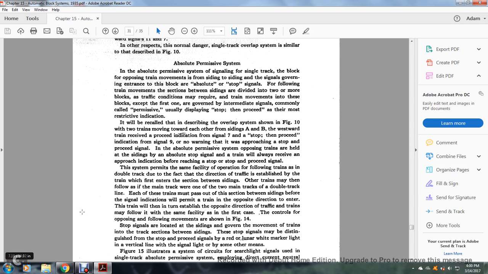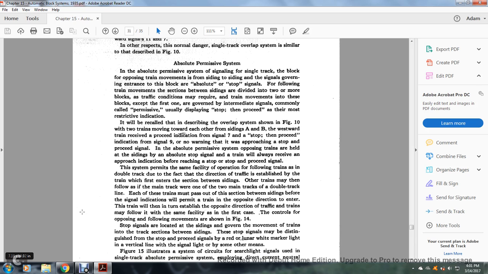The traffic conditions may require the train movements in these blocks, except the first one, to be governed by intermediate signals, commonly called permissive, usually displaying stop, then proceed, at their most restrictive indication. It will be recalled that in describing the overlap system shown in Figure 10, with two trains moving toward each other and sidings A and B, the westward train received the preceding indication signal 7 at stop, then proceed indication signal 9. There was no warning in the approach of the stop and the proceed.